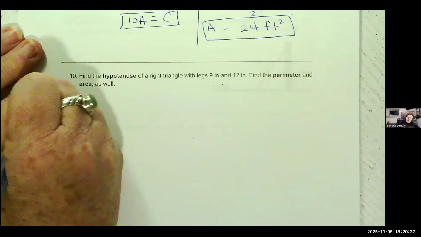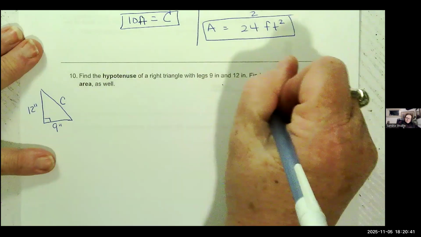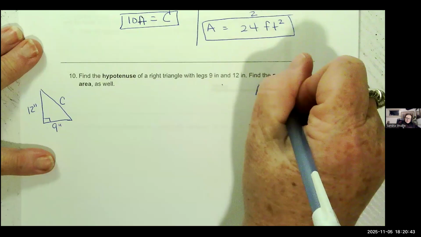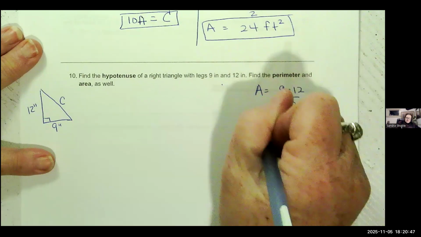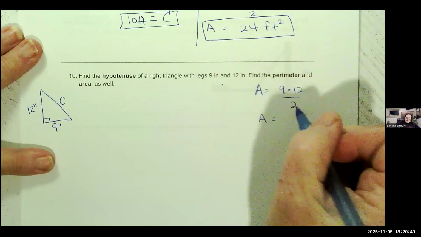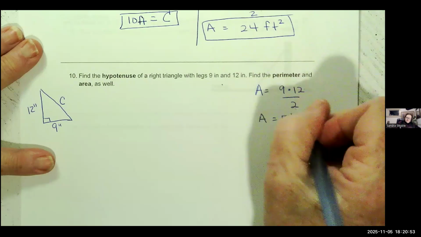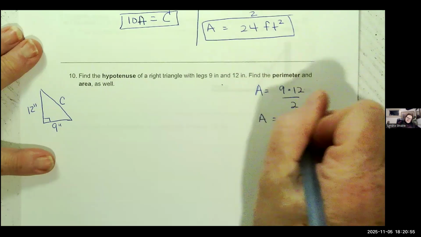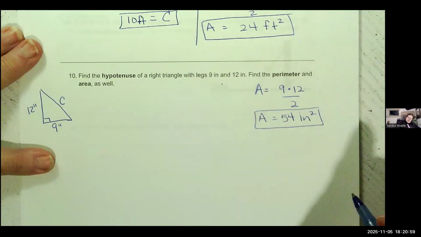All right, I can find the area if I want to. Base times height, 9 times 12, divided by 2. 54. And the unit is inches, so it must be squared. So now we need to find the hypotenuse.